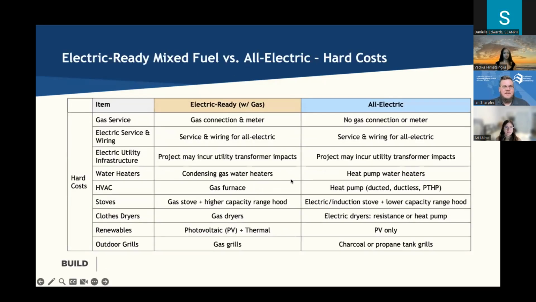We've got a handy chart here that illustrates some of the common issues. One of the things that I think is always a little bit funny is if you're doing an all-electric design, you can't have gas grills, but you can have charcoal grills because there's no good electric outdoor grill on the market now. But everything else, you should be able to electrify.